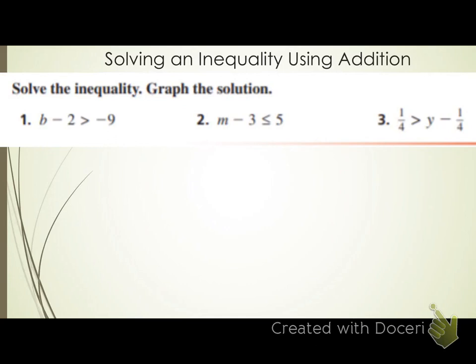First one, b minus 2 is greater than negative 9. Someone raise your hand and tell me how to get b by itself here.